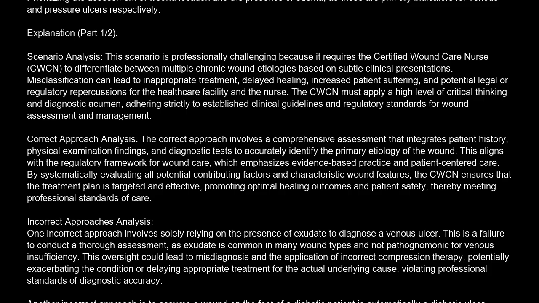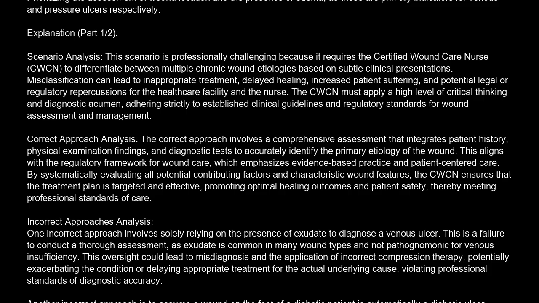One incorrect approach involves solely relying on the presence of exudate to diagnose a venous ulcer. This is a failure to conduct a thorough assessment, as exudate is common in many wound types and not pathognomonic for venous insufficiency. This oversight could lead to misdiagnosis and the application of incorrect compression therapy, potentially exacerbating the condition or delaying appropriate treatment for the actual underlying cause, violating professional standards of diagnostic accuracy.